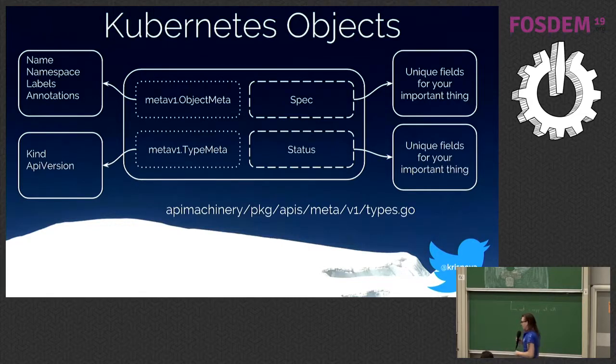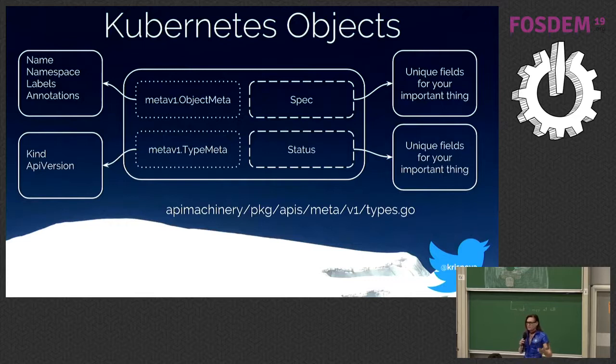The next one is we have a type meta. So the type meta is relatively simple compared to object meta. It has kind and API version. And kind is basically the name of another one of these magical Kubernetes objects. And you can go ahead and define the kind. Last but not least, we have a spec. So this is whatever is important to whatever we're defining. In the case of a pod, it might have something like a container or a port that it's listening on. In the case of you and your team, it's whatever you care about in your software. And last but not least, we have a status. This is the unique fields that are important to your thing.